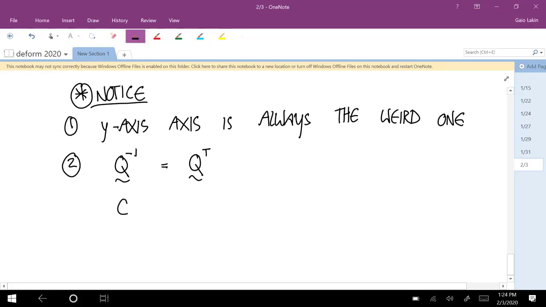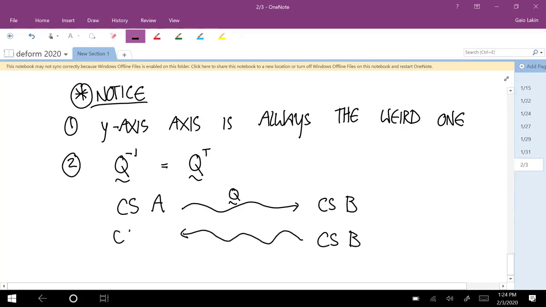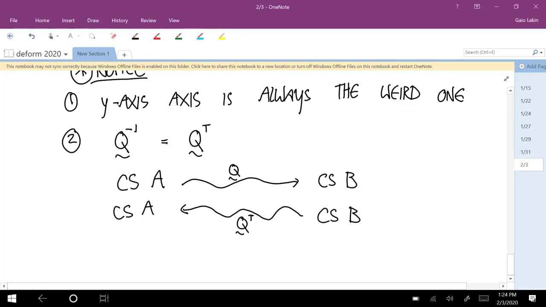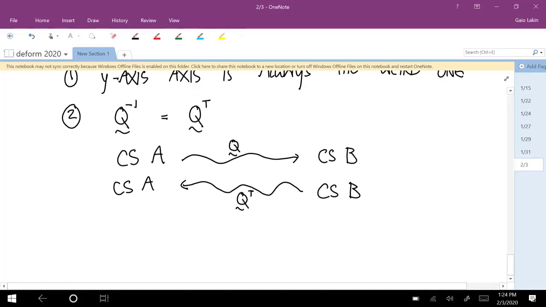Okay. And that's nice because if you're going from coordinate system A to coordinate system B, and the rotation matrix is Q, then to go the other direction, so say you start at coordinate system B and you want to go back to coordinate system A, the rotation matrix there is Q transpose. Any questions yet about this?